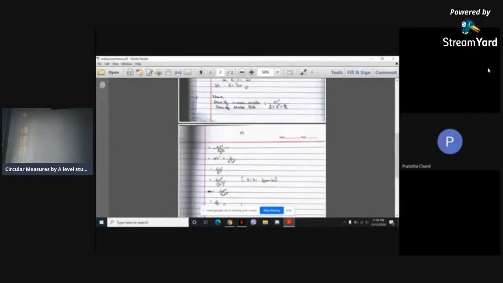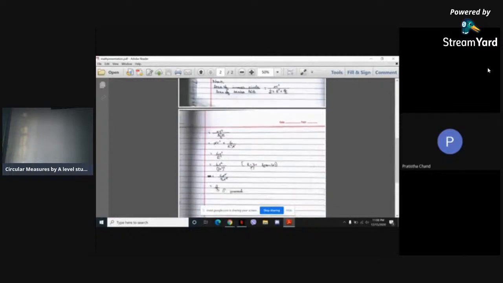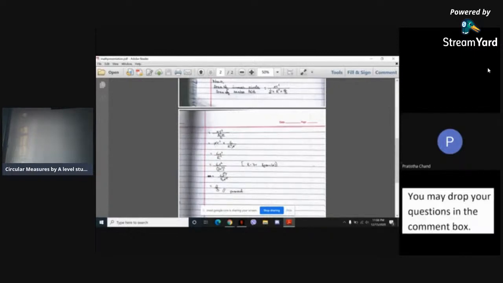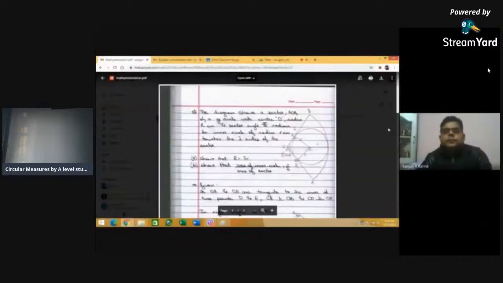And as from the first part of the question, we've got that big R equals 3 small r. So you substitute the value of big R here, and if you solve it, you will get 2 by 3, which will solve the second part of the question as well.